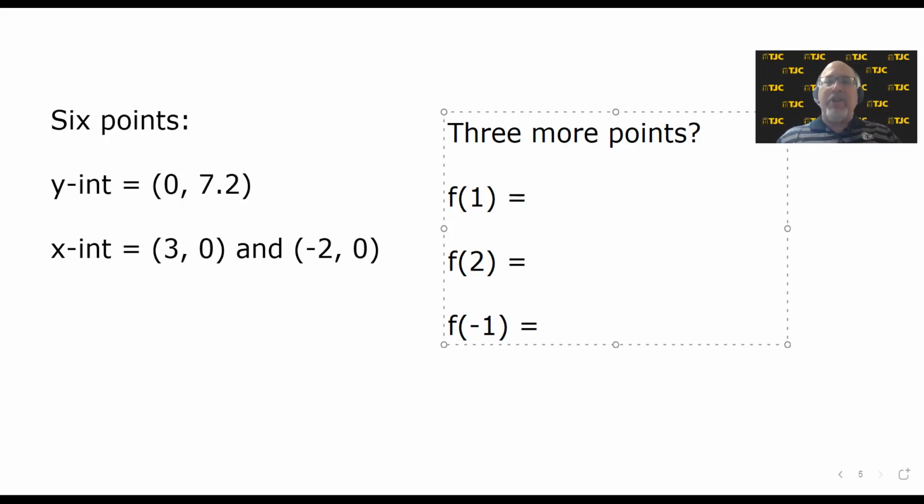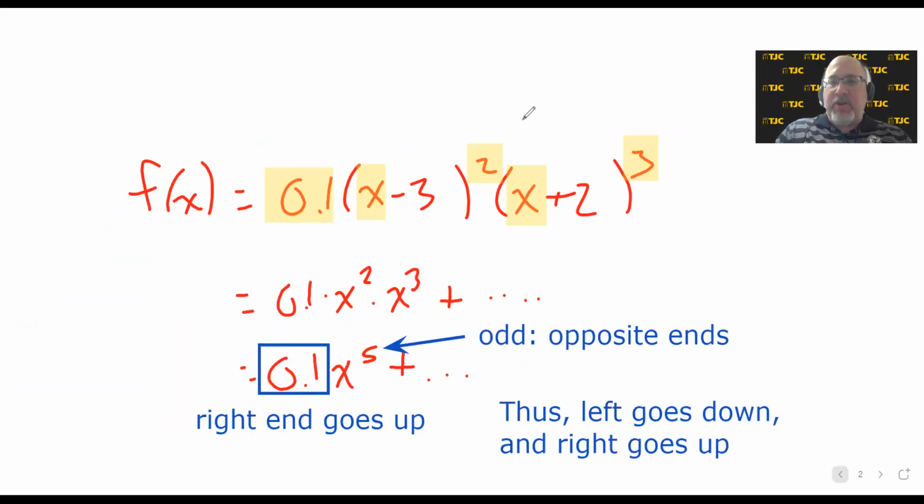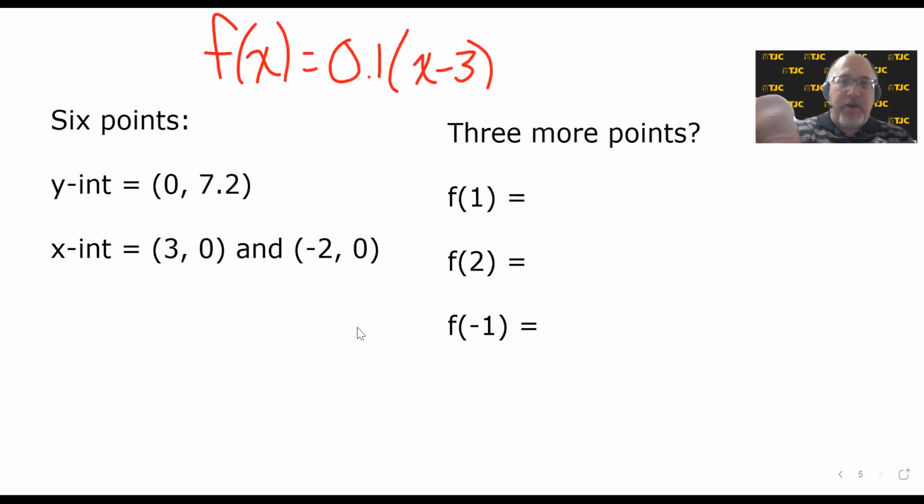There are no wrong choices here. If you pick something that we already know about, like the y and the x-intercepts, then you're not going to gain any more information. And I wouldn't pick ludicrously large numbers because that's just going to make the numbers larger than we have to be. So I'd keep them pretty small, keep the x's pretty close to the x's that we already know about. What was our function? 0.1 times (x minus 3) squared times (x plus 2) cubed. All right, let me write the function up here so I don't forget. 0.1(x - 3)^2(x + 2)^3.